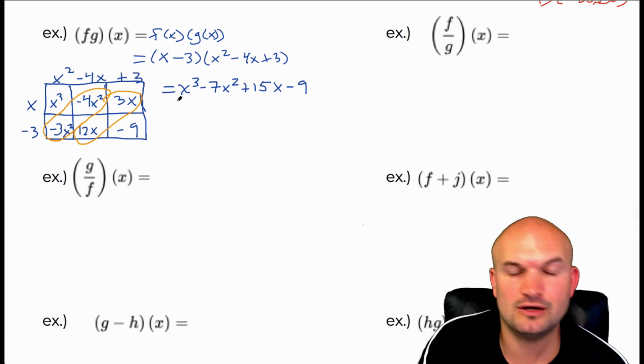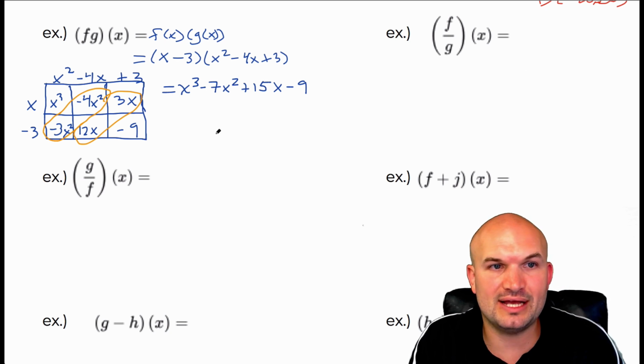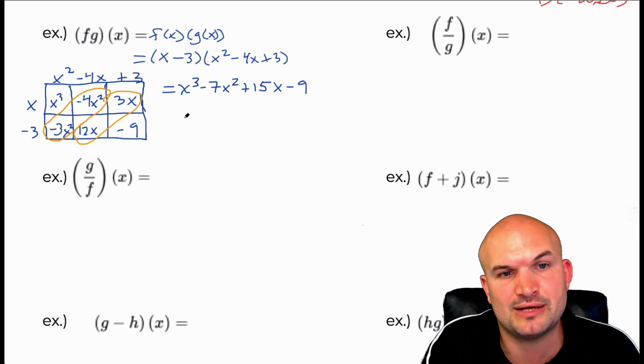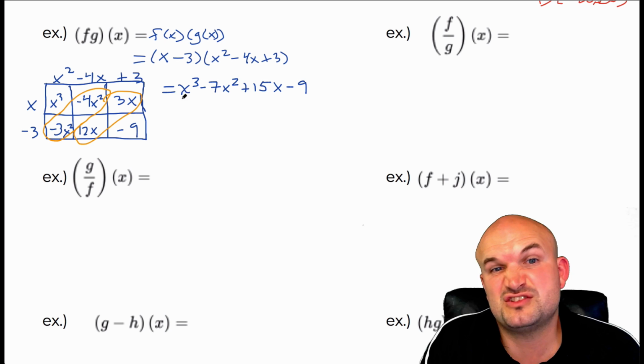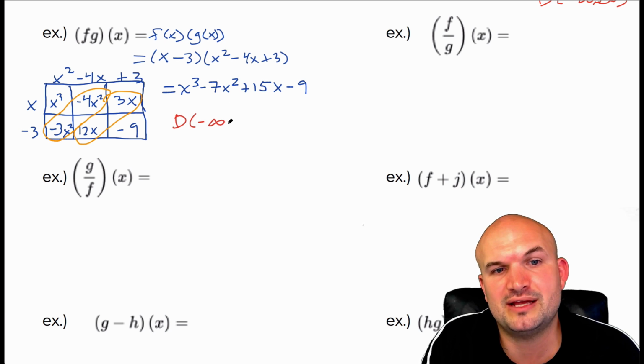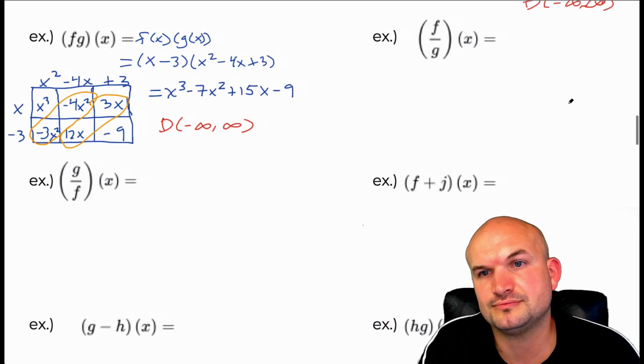And then, I forgot, our domain. Well, again, we just took two functions, and our functions do not bring in any domain restrictions. So therefore, there's nothing else. You can see this is just going to produce a polynomial. So my domain is going to be from negative infinity to infinity.